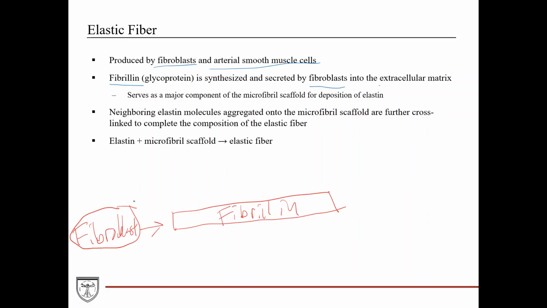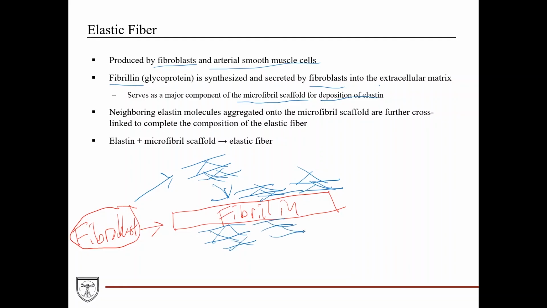And then the fibroblast would have also secreted the elastin, which then is cross-linked like this. And so fibrillin serves as a major component of the microfibril scaffold for deposition of elastin. So you have the fibrillin molecule here, and then these cross-linked elastins come down and deposit onto the fibrillin like this, and then they can come on this side too. And so these neighboring elastin molecules aggregate onto the microfibril scaffold, and then they further cross-link with each other like this.